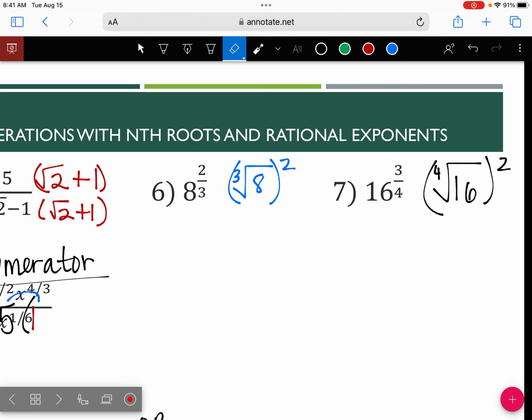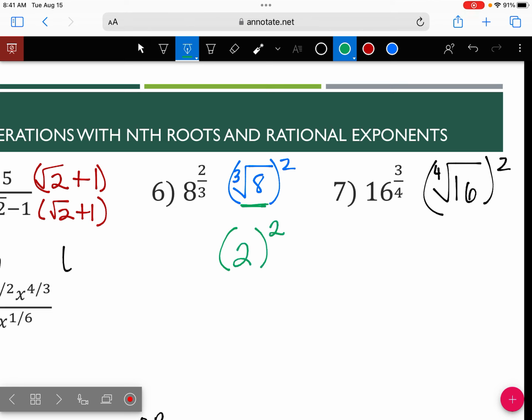Okay, so the cube root of 8 is what? The cube root of 8 is 2. So this number is a 2. So what I really have is 2 to the power of 2. So my final answer would be 4 for question number 6. So you would actually have to show the steps.